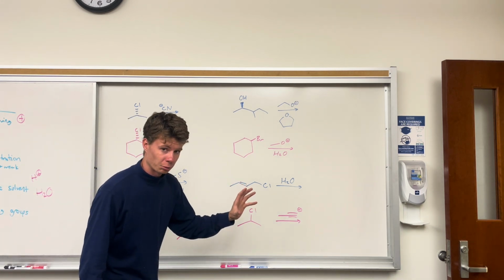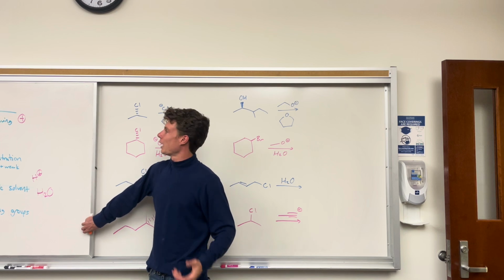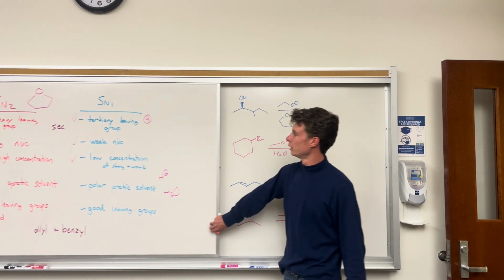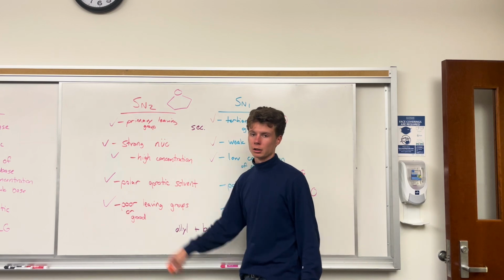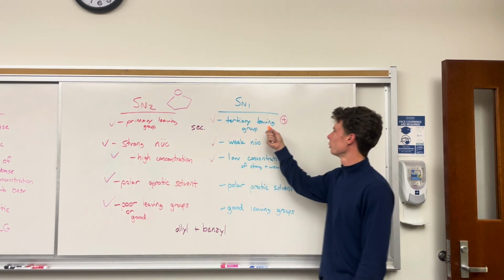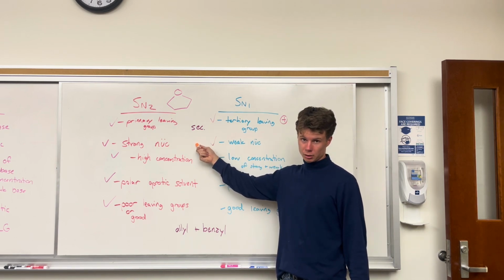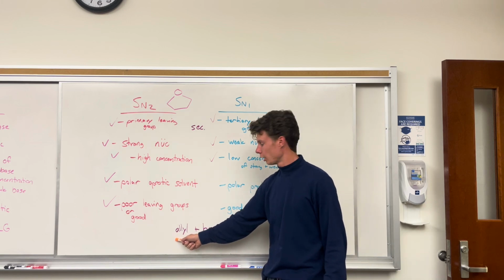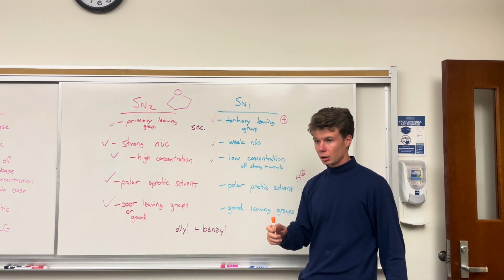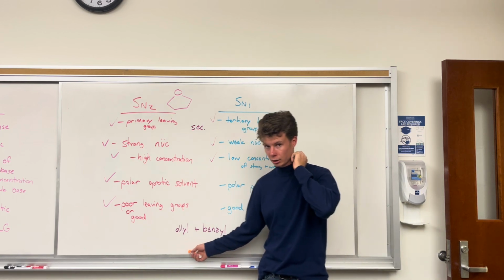Before I get to these, real quick, I forgot at the end of the last video to talk about SN1 and SN2. We know that if we have a primary group, it's going to be SN2, and if we have a tertiary group, it's going to be SN1. Secondary could be either. Also, allyl and benzyl substituents can be either.